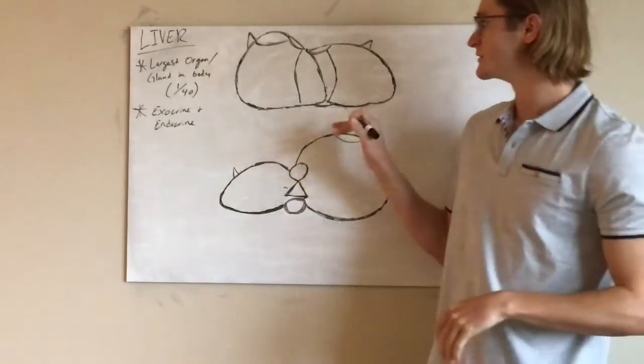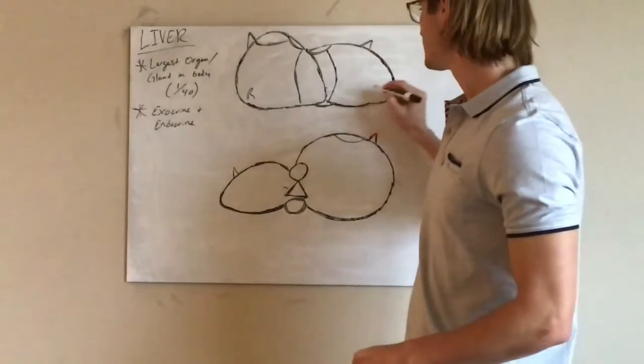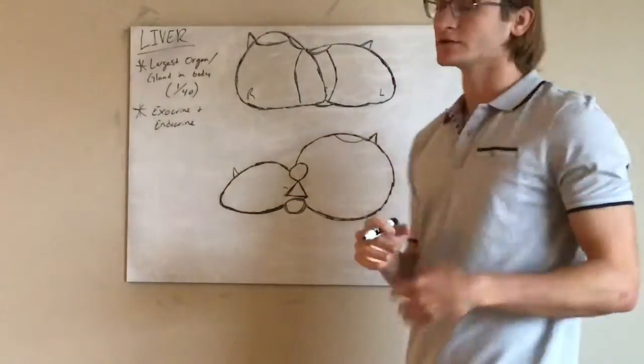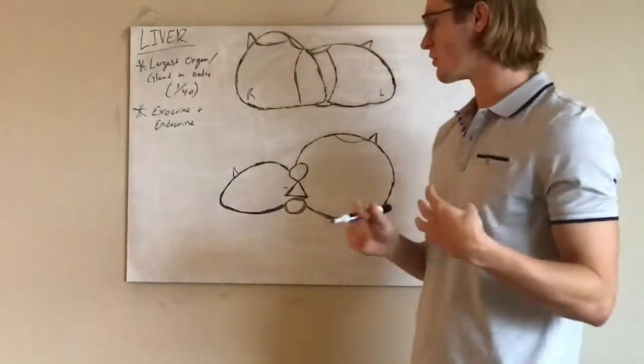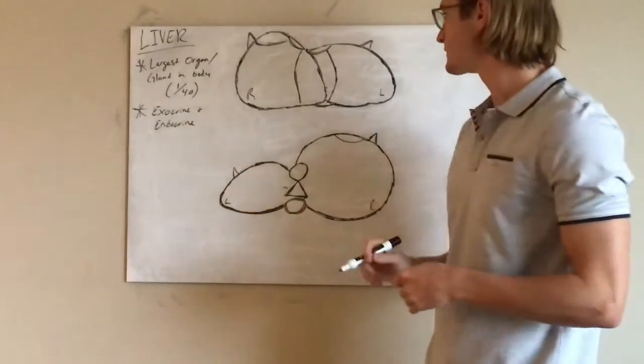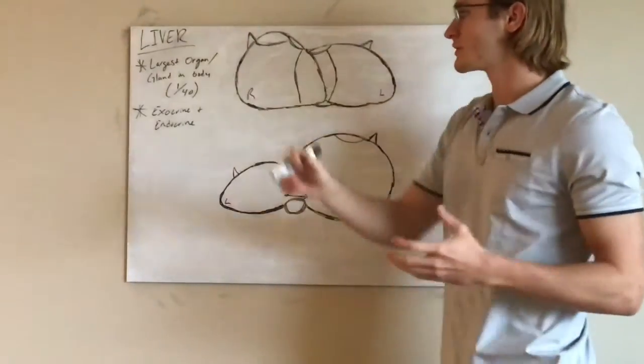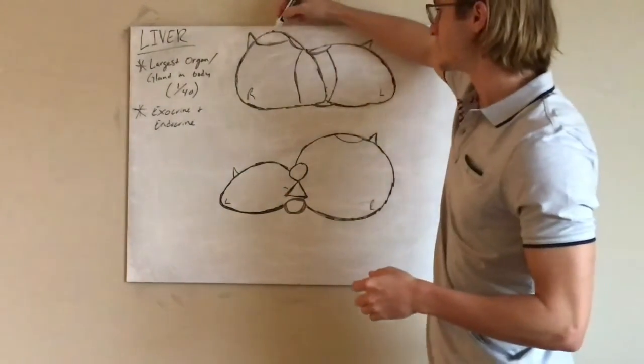To get things going, we've already said this is the right lobe. This is going to be the left lobe. The left lobe is visibly smaller. So this one would be the left lobe, and this would be the right lobe. Okay, cool. So we got those going. Now, different areas and marks of the liver.